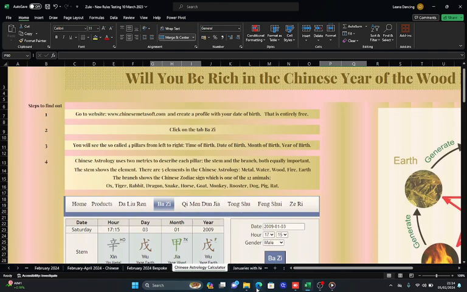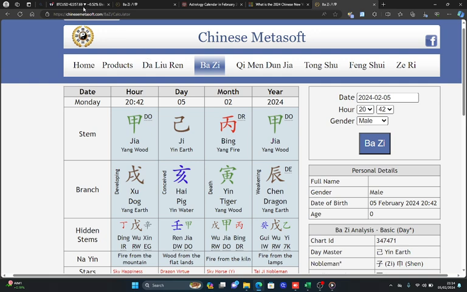So the first thing you need to do is go to this lovely website called ChineseMetalSoft.com and create a free profile and enter your date of birth, and if you have the time of birth it will be even better, and you enter your gender, and then you go to Bazi. You're interested only in this type of chart casting in Chinese astrology. And when you go to Bazi, you will see 4 pillars. I'm using the 4 pillars of today in a random hour. So the first one is called the hourly pillar, the second is the day pillar, the third one is the month pillar, and the fourth one is the year pillar.